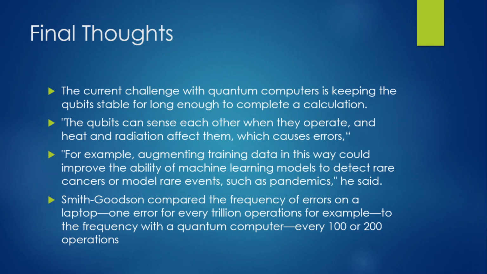For example, augmenting training data, they can improve the ability of machine learning to detect concerns and rare events, such as pandemics. And Smith Godson compared the frequency of errors to a laptop. Regular computers have one error in every trillion operations, and the frequency of errors in quantum computers is one in 100 or 200 operations.